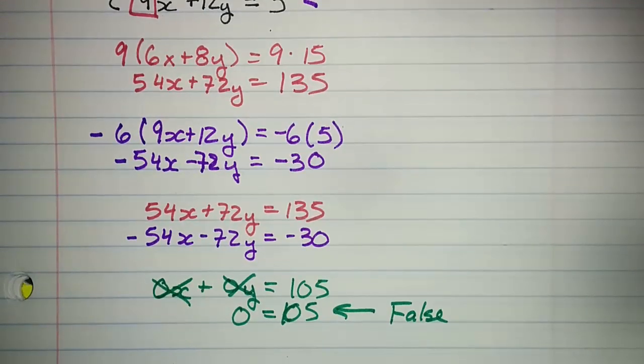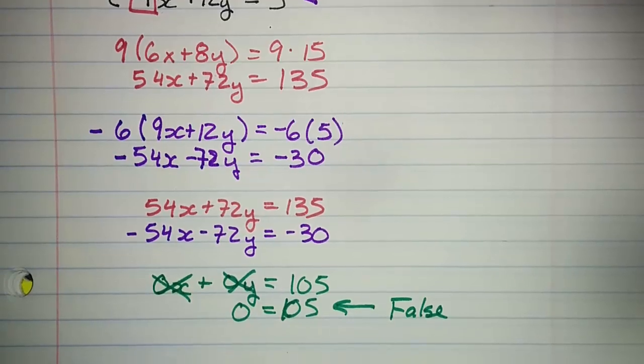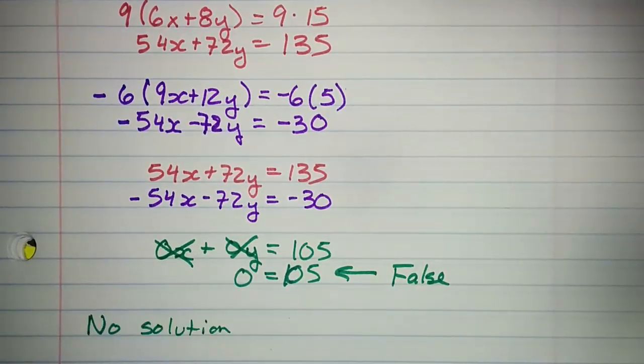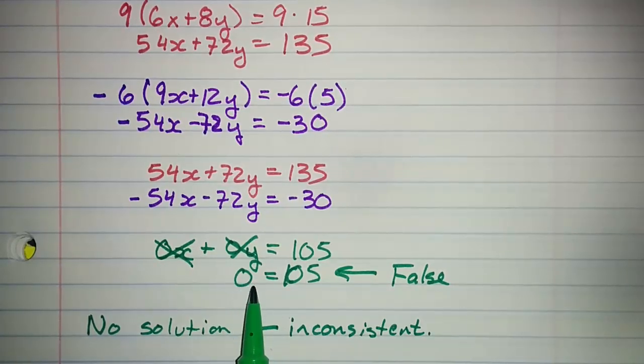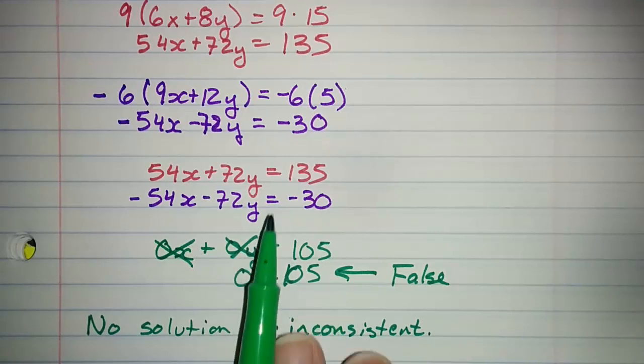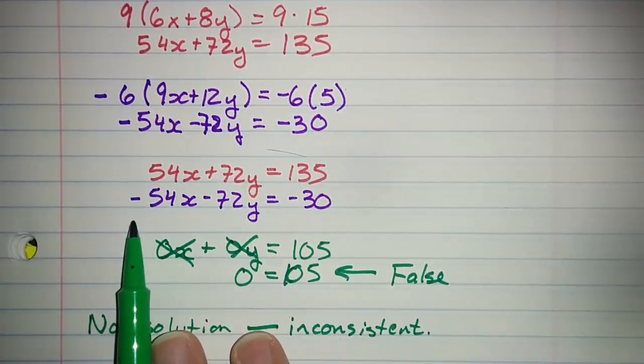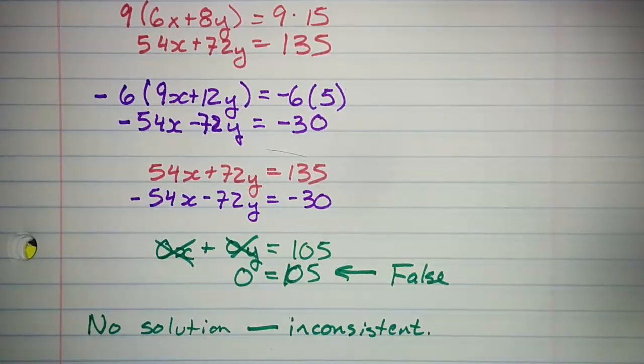What does that tell us? No matter what x is and no matter what y is, 0 does not equal 105. This system has no solution. It is inconsistent. Just like when we used substitution in an inconsistent system, we ended up with an equation that says one number equals a different number. In this case, in fact, we got 0 equals a number, and that will always happen when we use elimination in a system that's set up this way. So when we get 0 equals a number that is not 0, that means we have an inconsistent system.